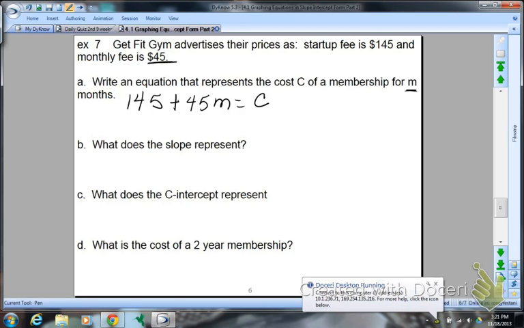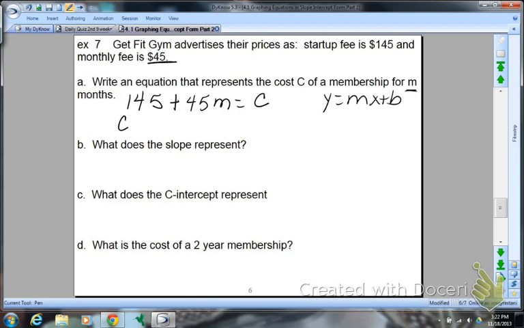Now, is this in slope-intercept form? No, I'm going to rewrite it, putting it in slope-intercept form. Let me write the equation of the line as y equals mx plus b. What replaces your y? C. So it's C equals 45M. What replaces your x? M. Plus 145.